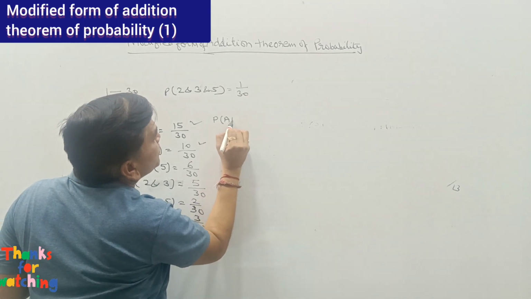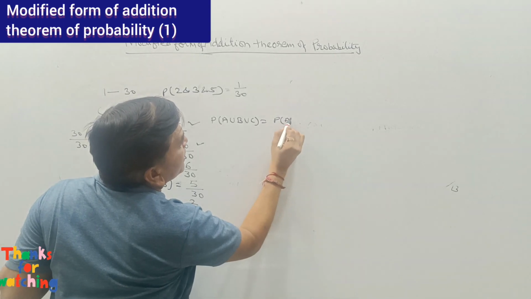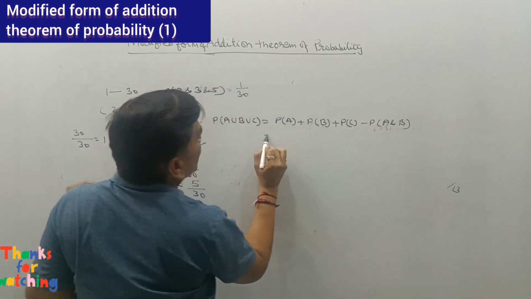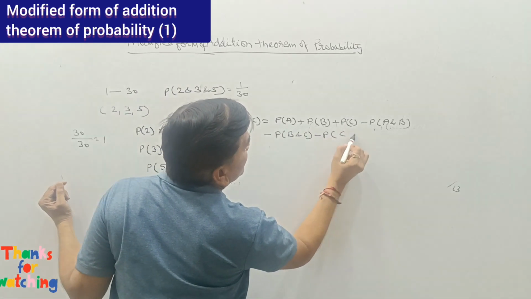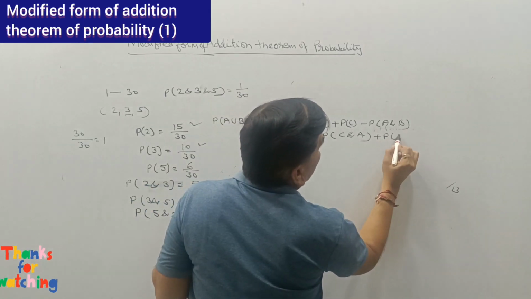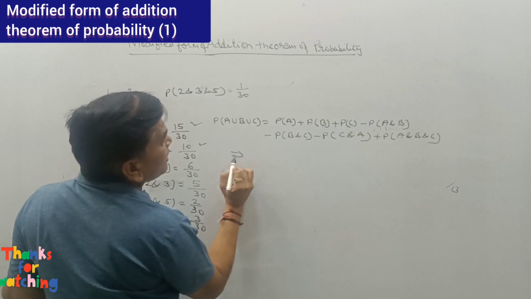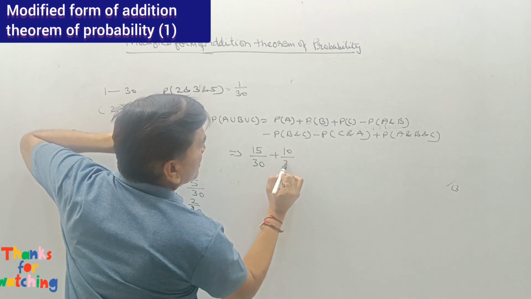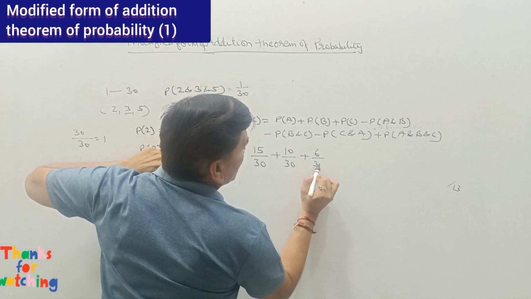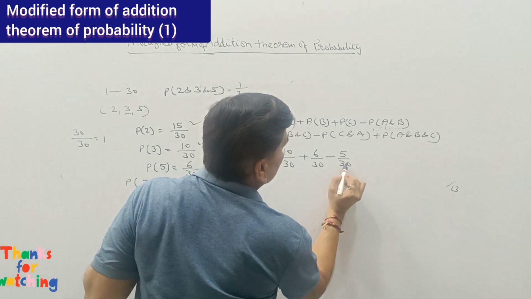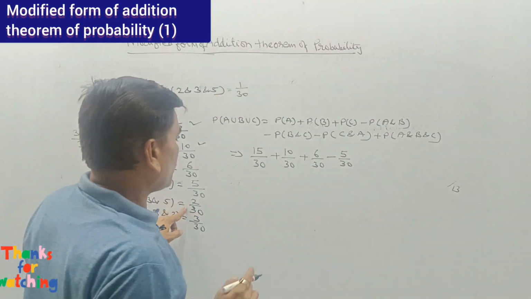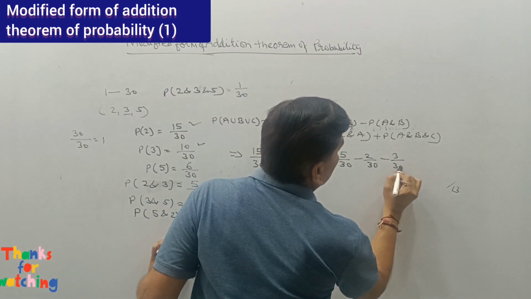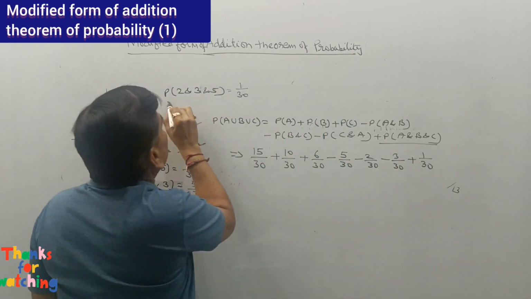So the probability of A union B union C is probability of A plus probability of B plus probability of C, minus probability of A and B, minus probability of B and C, minus probability of C and A, plus probability of A and B and C. So we have 15 upon 30, plus 10 upon 30, plus 6 upon 30, minus 5 upon 30, the probability of A and B, minus 2 upon 30, the probability of 3 and 5, minus 3 upon 30, plus 1 upon 30, because the last one is plus, that is 2 and 3 and 5.